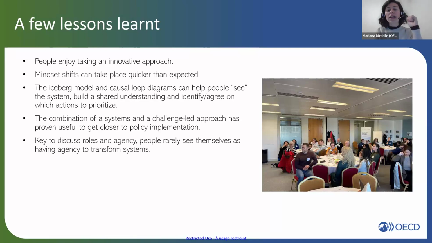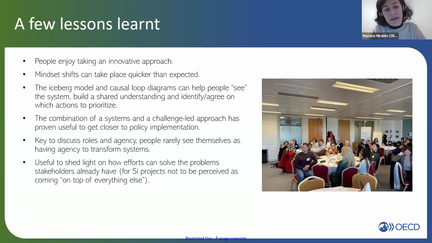One thing that we find as well is that in initiatives where we try to transform systems, it is important not to assume that people see their role in the system transformation. It is really key to explicitly discuss roles and agency, and people, in particular in governments, tend to have more agency than what they see they may have in the systems transformation, and thus making it explicit and having a discussion on it has been very useful in our experience.